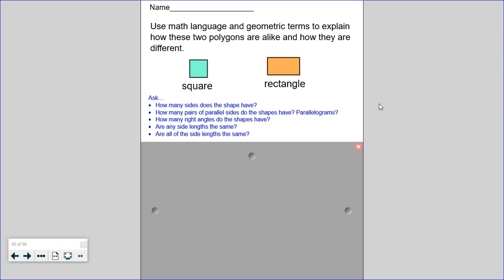So look at the square, look at the rectangle, and think to yourself, how many sides does each shape have? How many pairs of parallel sides do the shapes have? Are they parallelograms? How many right angles do the shapes have? Are there any side lengths the same? And are all of the side lengths the same? I'd like you to take a moment, pause if you'd like, to look at those two shapes and think of at least two ways they are alike and at least two ways they are different.